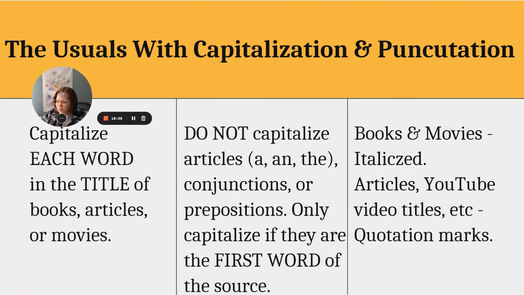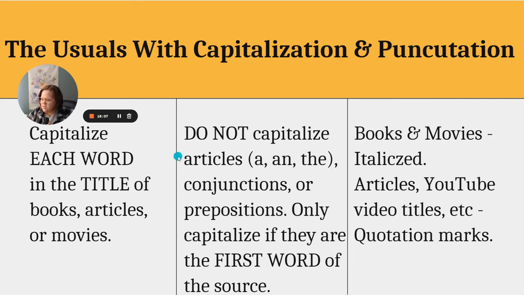With the punctuation of works cited pages, you're going to capitalize each word in the title of books, articles, or movies. Okay? You do not capitalize articles, which are a, in, and the, conjunctions, fanboys, for, and, nor, but, or, yet, so, or prepositions. That's a whole list. Some of you may know a song. I'm not going to list those out. Only capitalize them if they're the first word of the source. So you'll capitalize the if it's the dog came home as a title. The will be capitalized.